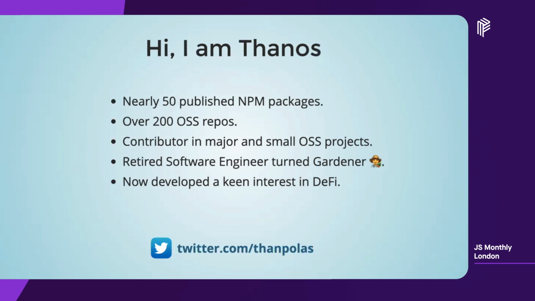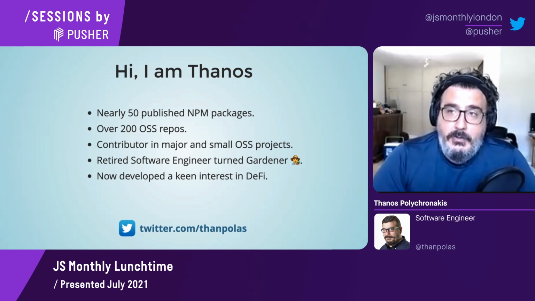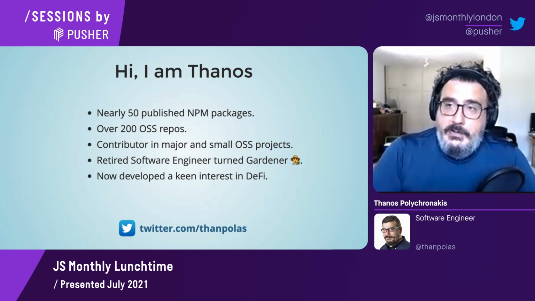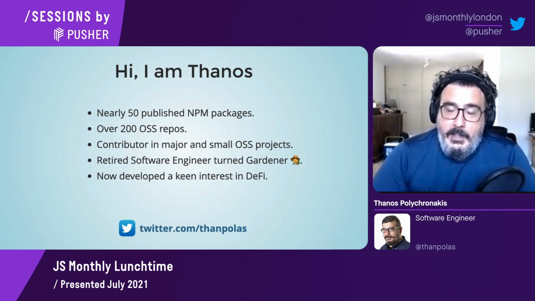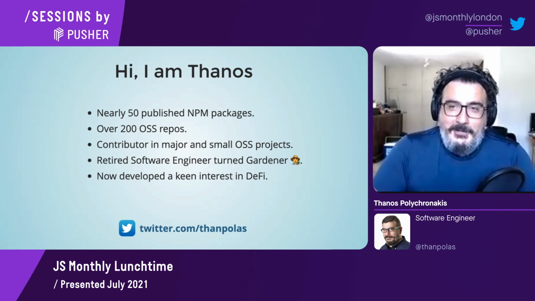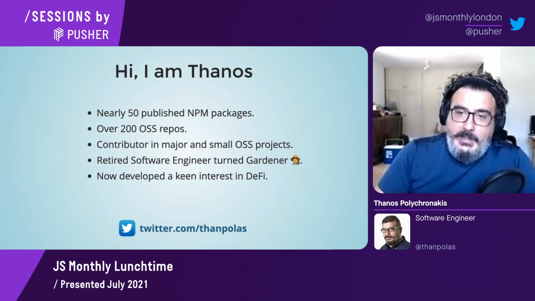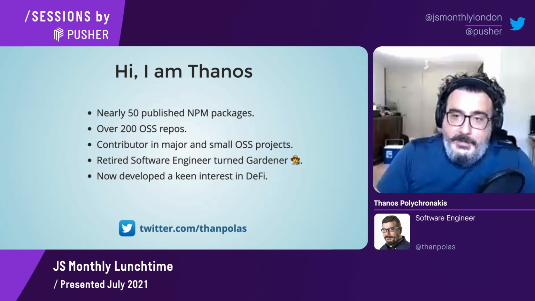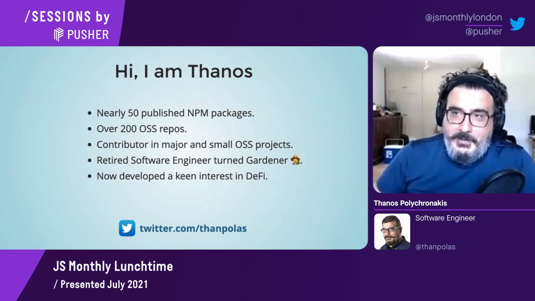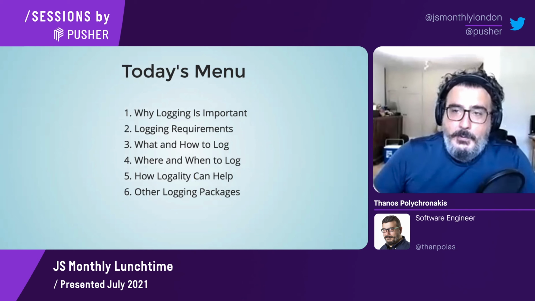So before we get started, a few things about me. I've published nearly 50 packages on NPM. I've got over 200 open source repositories, and I have contributions on major and small open source projects like Mongoose, Sequelize, a few smaller ones. So I'm quite passionate about open source, and I've been doing that for over 10 years now. It's been a couple of years that I consider myself semi-retired, and I've focused on gardening. And quite recently, I have developed a keen interest on decentralized finance, which is an entire subject, a different subject entirely.